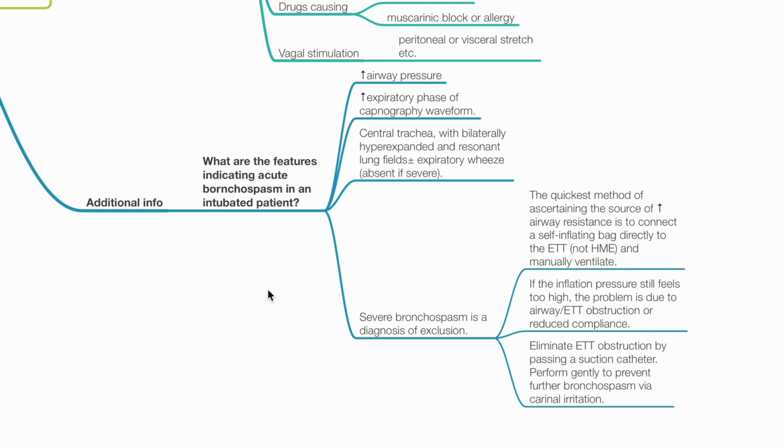The quickest method of ascertaining the source of increased airway resistance is to connect a self-inflating bag directly to the endotracheal tube, not the HME, and manually ventilate. If inflation pressure still feels too high, the problem is due to airway or ETT obstruction or reduced compliance. Eliminate ETT obstruction by passing down a suction catheter. Perform gently to prevent further bronchospasm via carinal irritation.